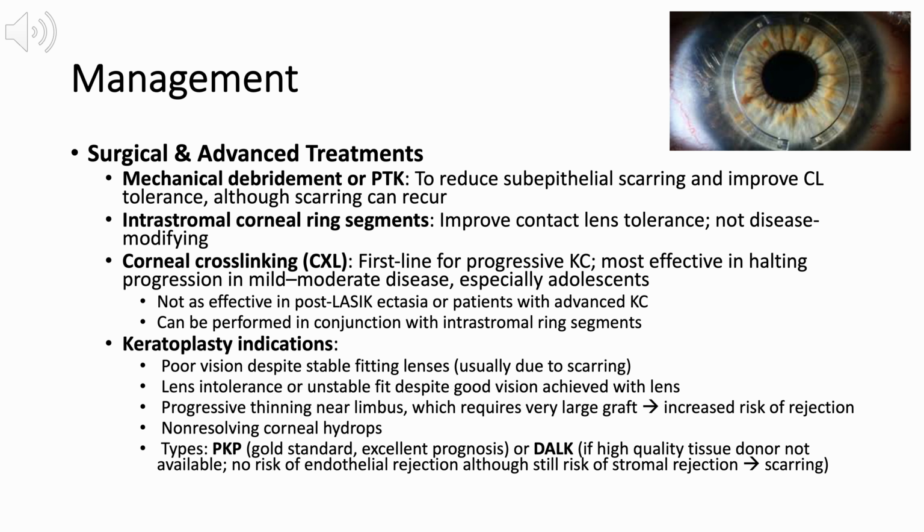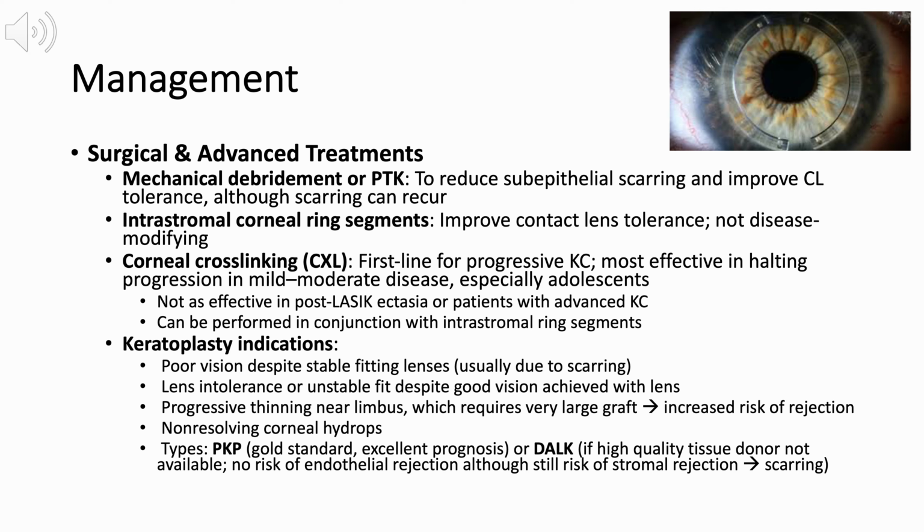The first option is mechanical debridement or phototherapeutic keratectomy, PTK. These procedures are used to remove subepithelial scarring, which can improve contact lens tolerance and vision. However, it's important to note that scarring can recur over time, so this is not a definitive solution. Next, we have intrastromal corneal ring segments. These are small arc-like implants placed in the corneal stroma to flatten and regularize the cornea, seen in the picture on the top right. While they can improve contact lens tolerance and reduce irregular astigmatism, they are not disease-modifying and do not halt progression of keratoconus.